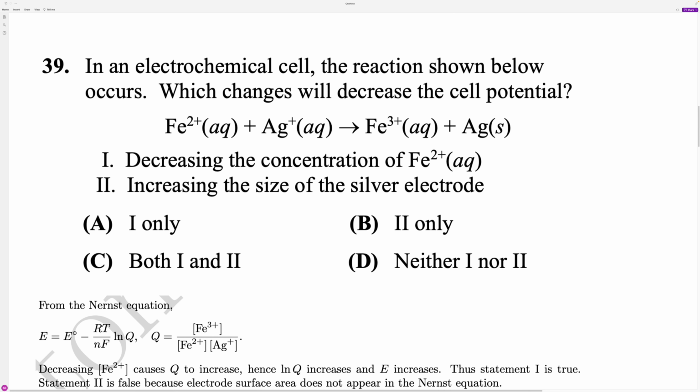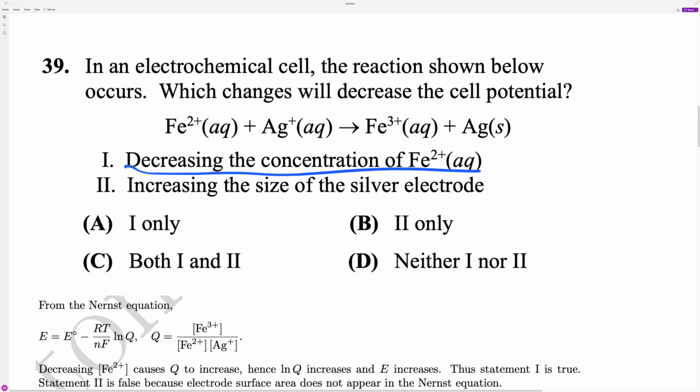Alright, let's move on to question 39. So question 39 is testing what changes will decrease the cell potential, so kind of your general understanding of cell potential and such. So one thing we want to do first is read over the options and see immediately what really makes sense. So decreasing the concentration of Fe2+, we definitely have to look into that a bit more.